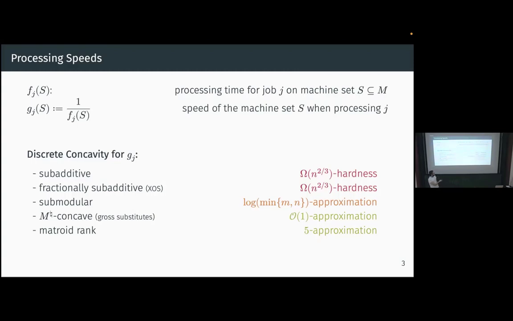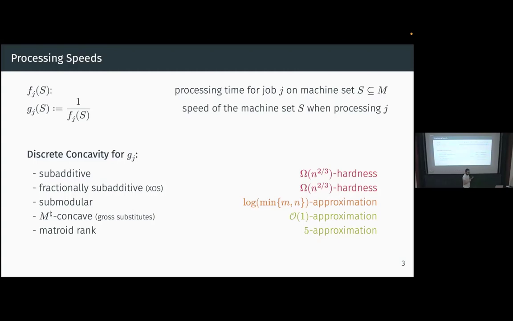For matroid ranks, we get a 5 approximation, and then the result that I actually want to focus on is this constant factor approximation, where the constant is actually quite big. It's something like 190 for these M natural concave functions. So that's what I want to focus on.